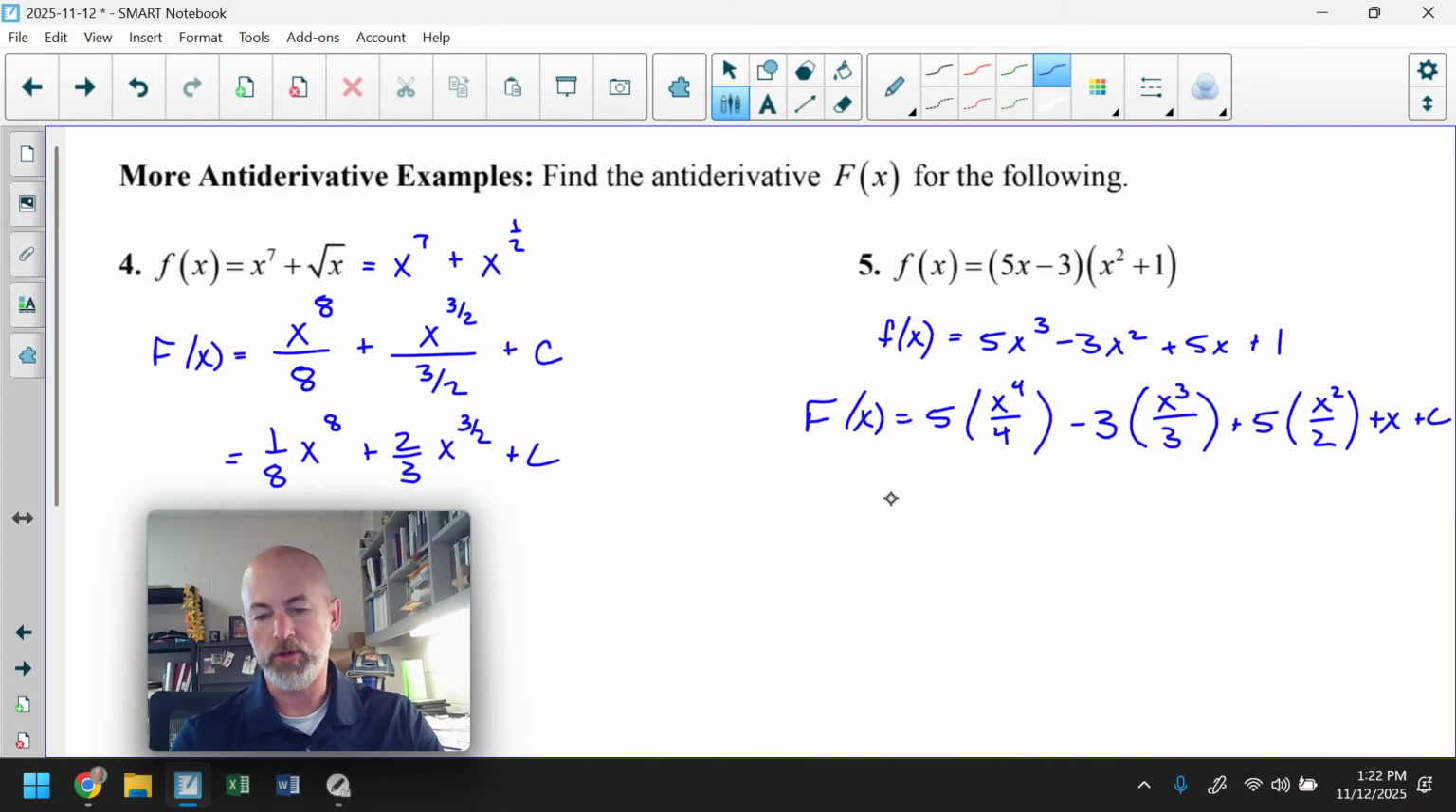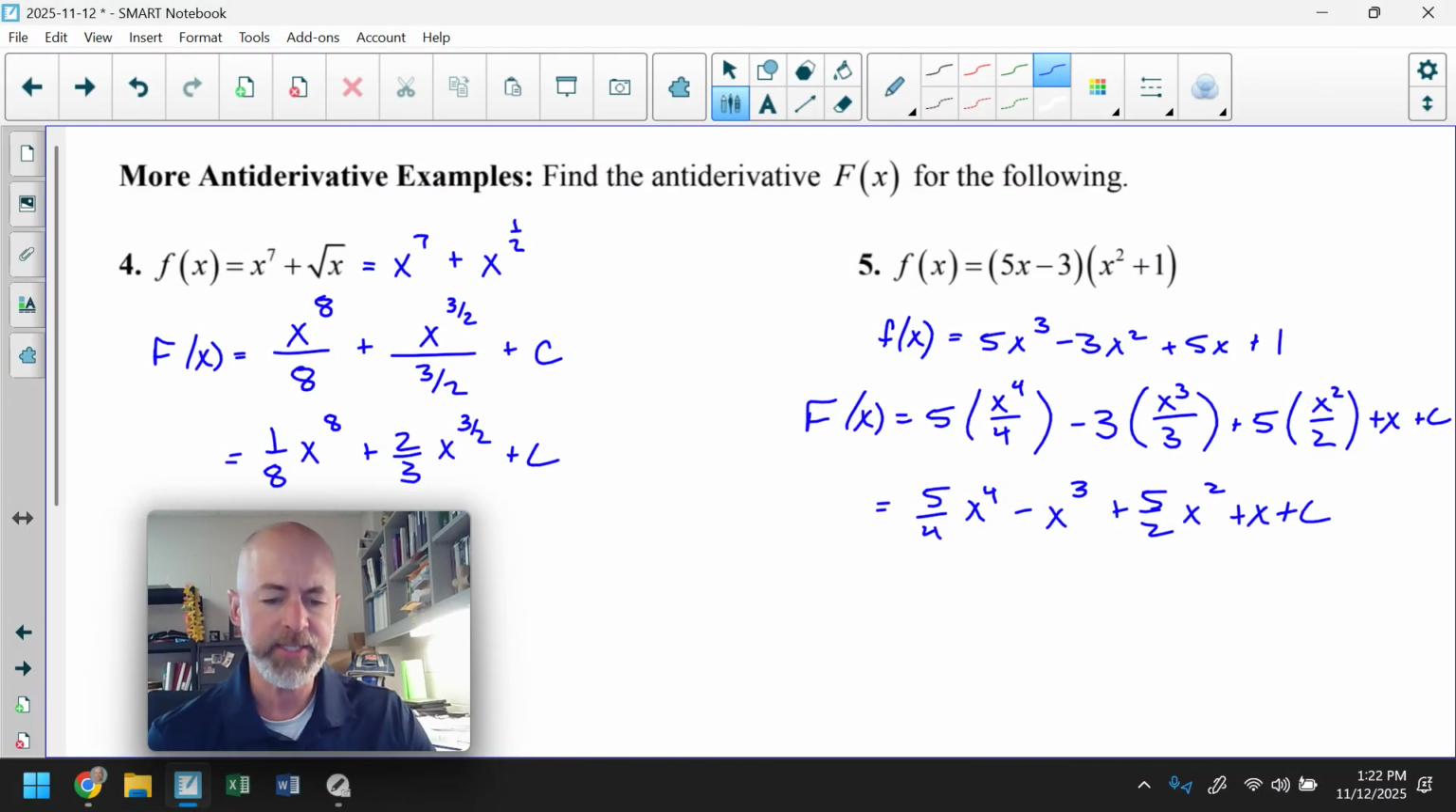And then if you want to clean this up a little bit, that is the same thing as 5/4 x to the 4th minus, the 3's divide out, just x cubed, and 5/2 x squared plus x plus c. And then we can leave our answer like that. You can leave your answer in that second line right here if you want.